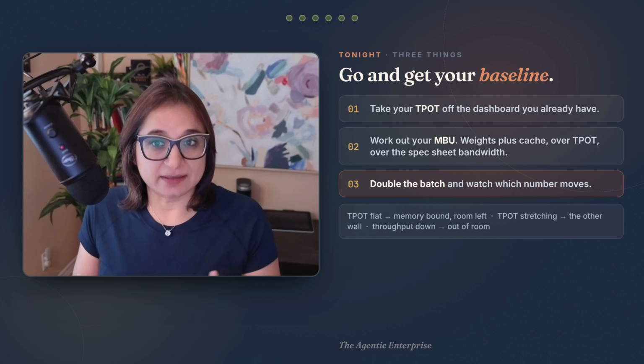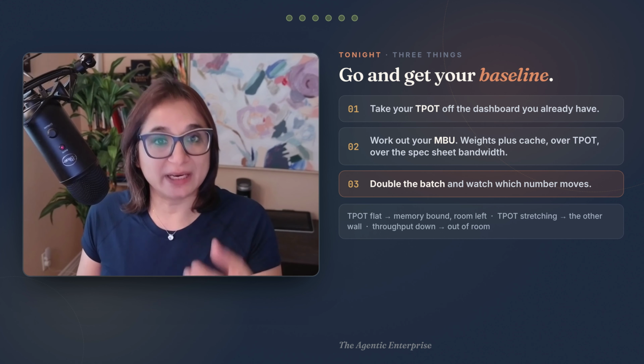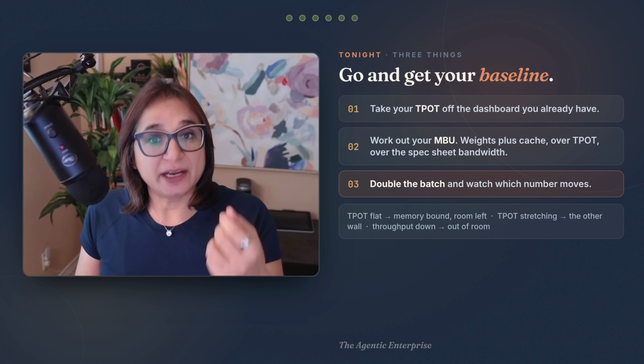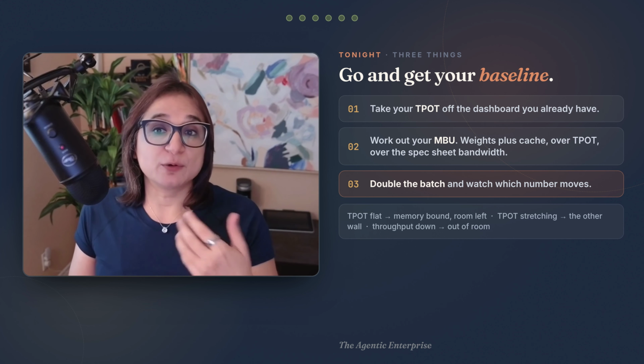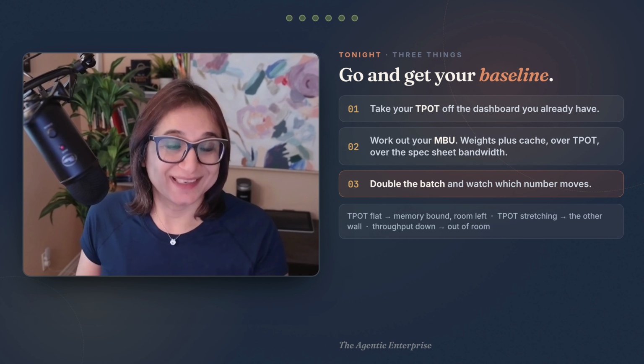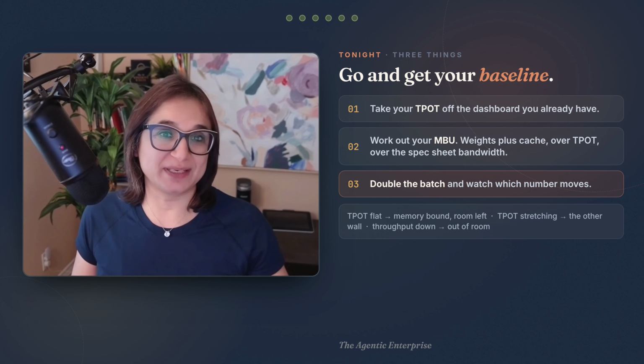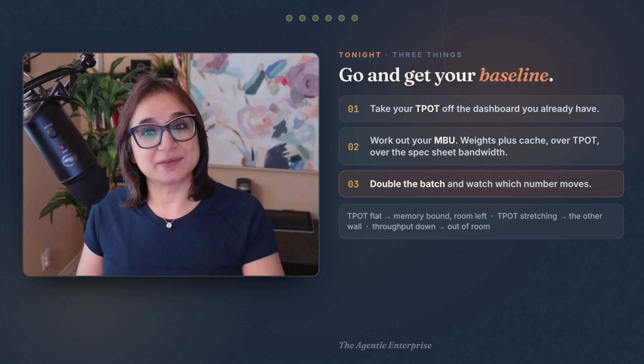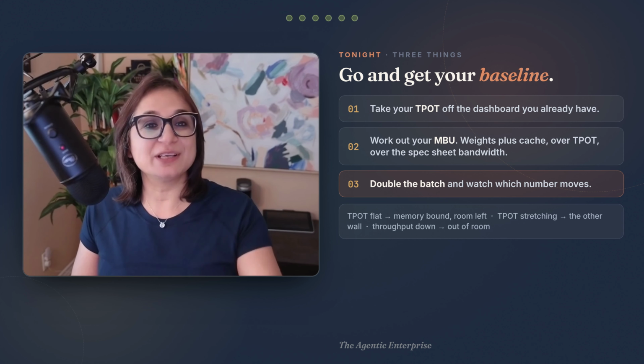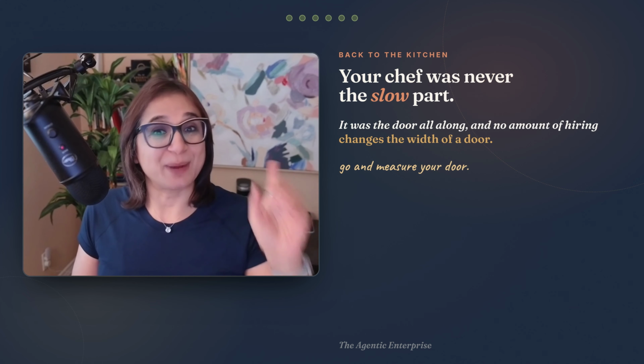So if your throughput goes up and your teapot hardly moves, you are memory bound and you still have room. And if your teapot starts stretching, you have met the other wall. And if your throughput goes down, you have run out of room and you are in that third group. Then write that answer down next to your latency numbers and treat it as your baseline. Because when somebody tells you the server got slower, you will be able to say which half of it got slower. So back to our kitchen.